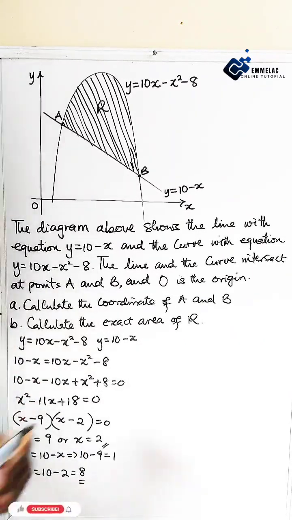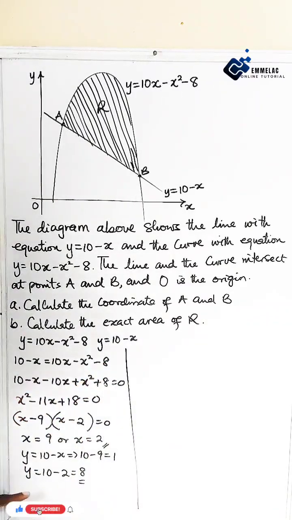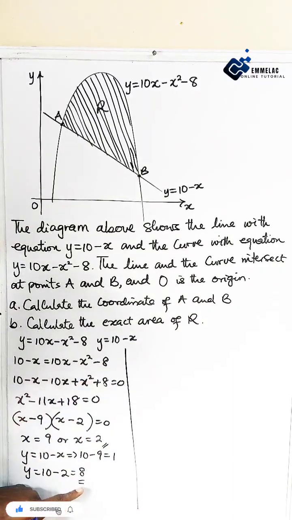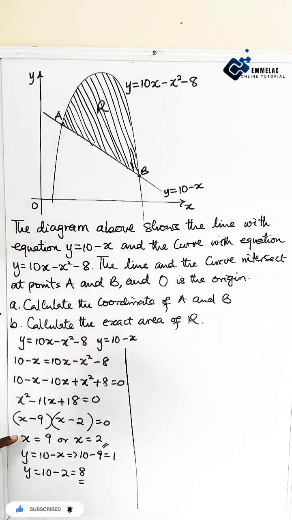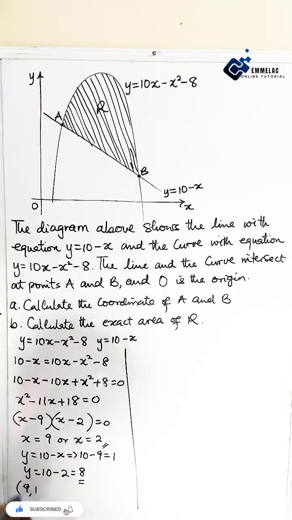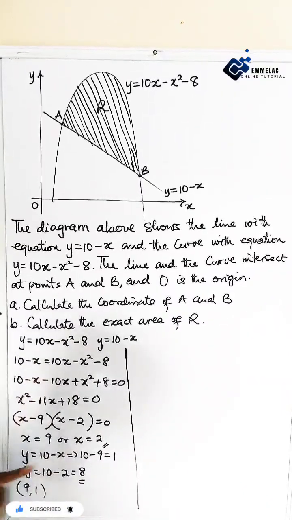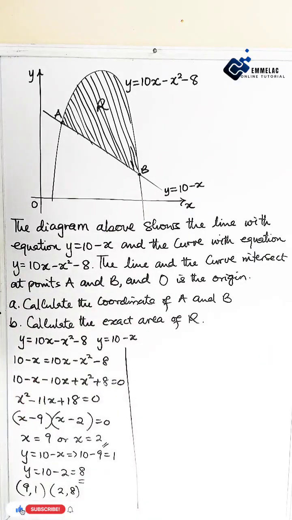So we can conclude that here we have y as 8 and here y as 1, which means when x is 9, our y is 1, and when x is 2, our y is 8. Now, which of them can we allot to A and B?